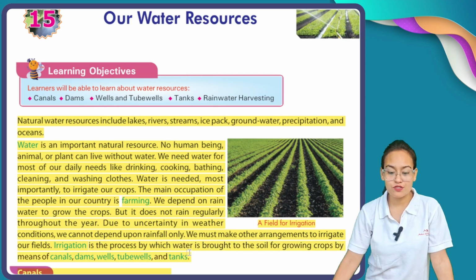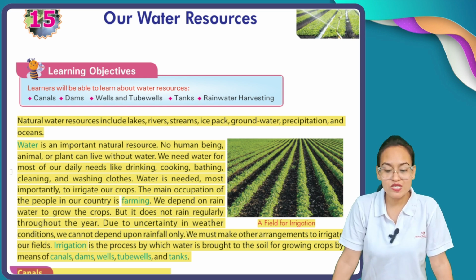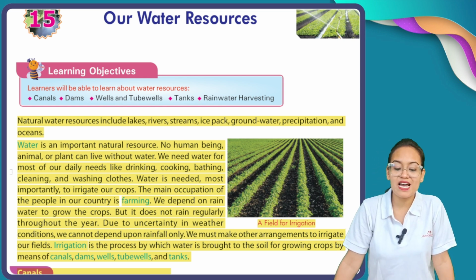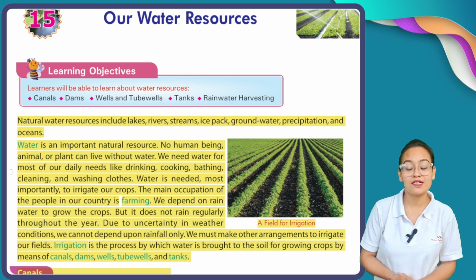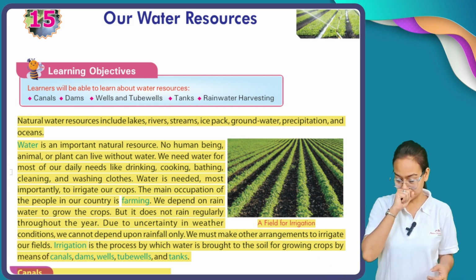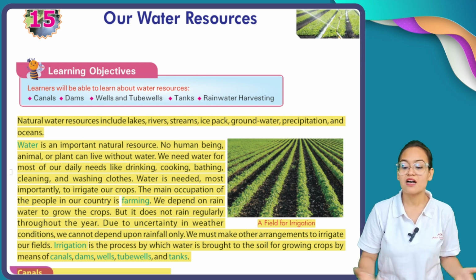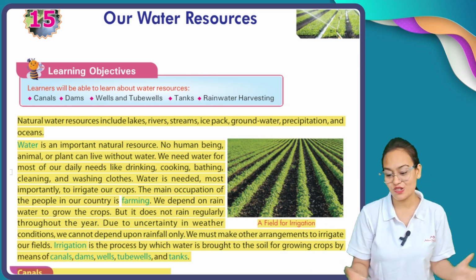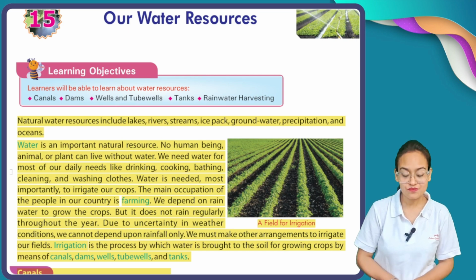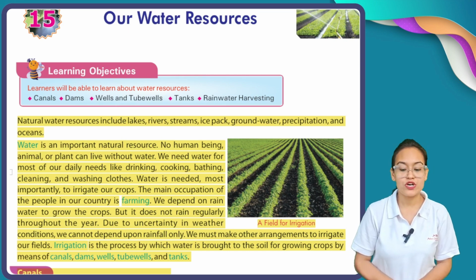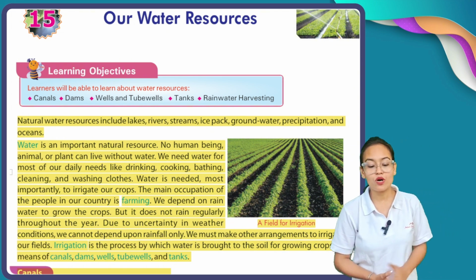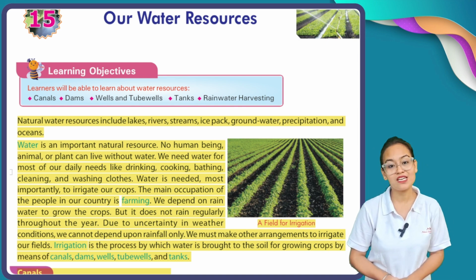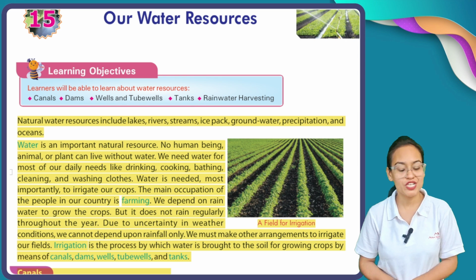Natural water resources include rivers, lakes, streams, ice caps, groundwater, precipitation, and ocean. So, the natural water resources through which we get water are our rainfall, rivers, lakes, and our glaciers also, and groundwater. Water is an important natural resource. No human being, animal, or plant can live without water. We need water for most of our daily needs like drinking, cooking, bathing, cleaning, and washing clothes.